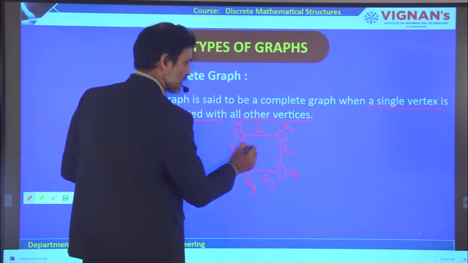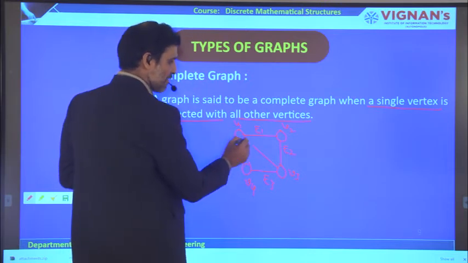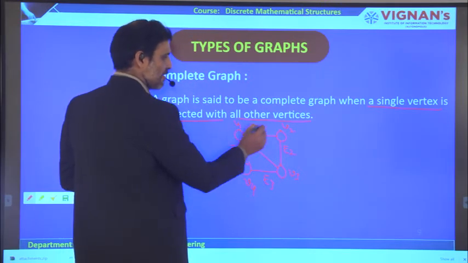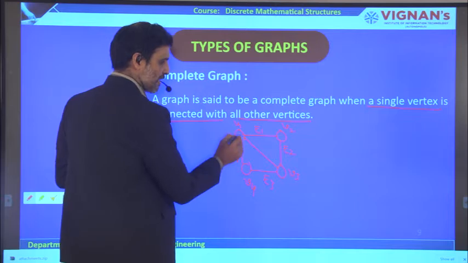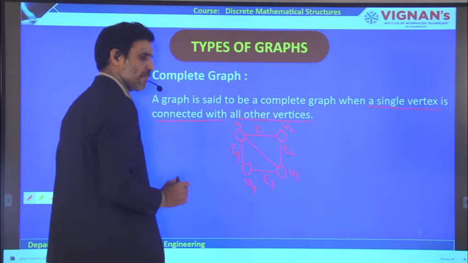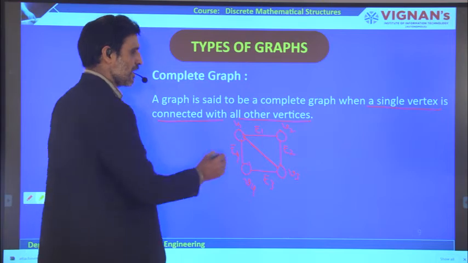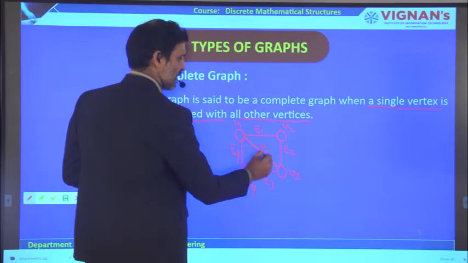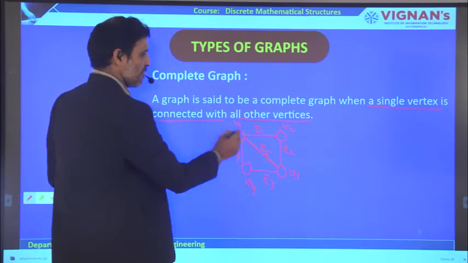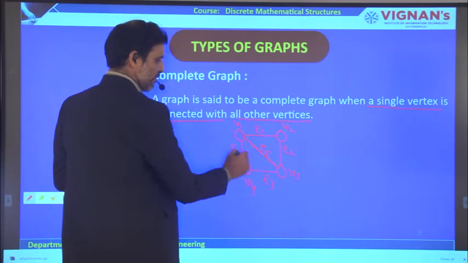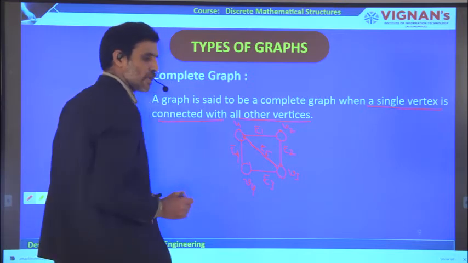That means you can take it like this. There is a connection between V1 and V2, V1 and V4, but previously there is no connection between V1 and V3. Now I have taken a connection like this. There is an edge, let us call this edge E5. So V1, V2 connected, V1, V4 connected, V1, V3 is also connected.